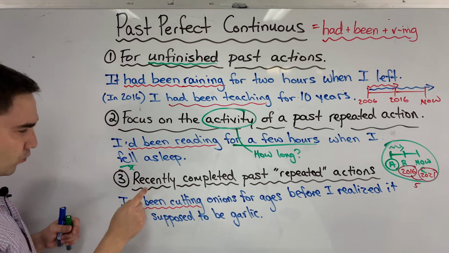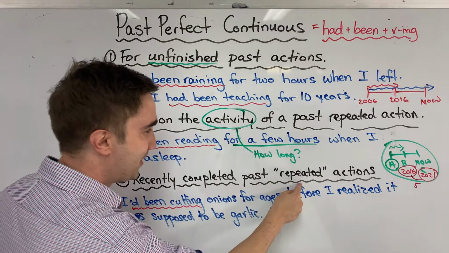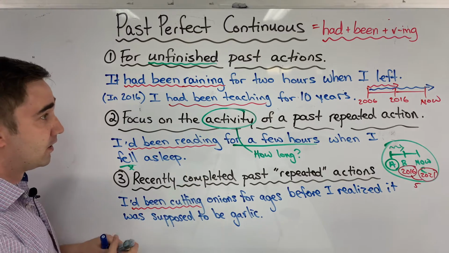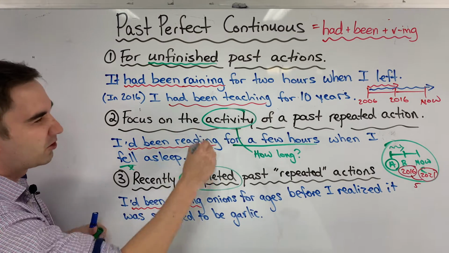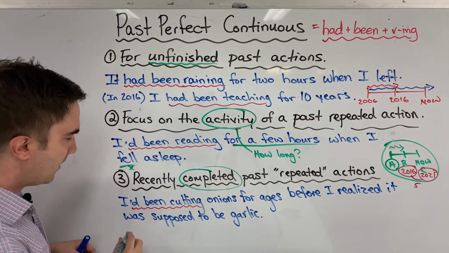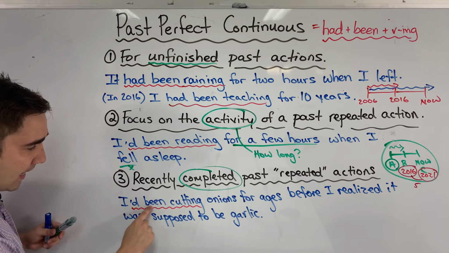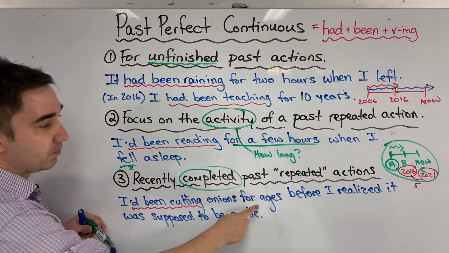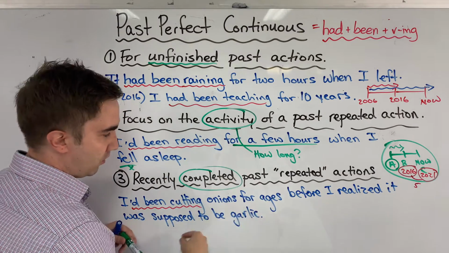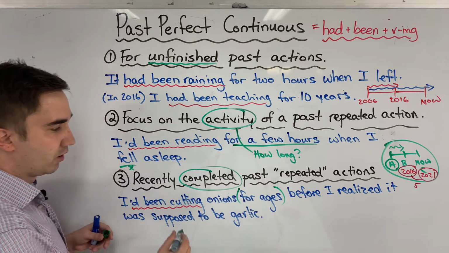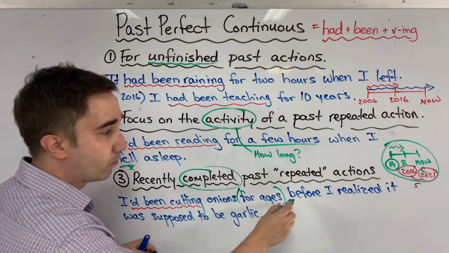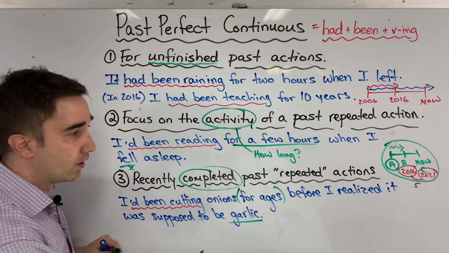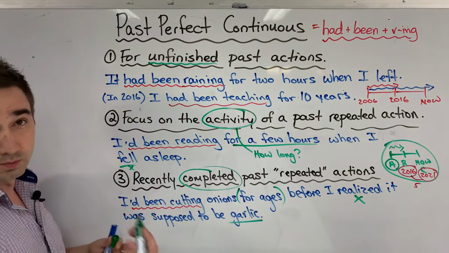The last reason is recently completed past repeated actions. Now, sounds very similar to this, but this action is completed, right? Similar to this, but here the focus is different. So I can say, I had been cutting onions for ages, okay, for a long time. I had been cutting onions before I realized it was supposed to be garlic, right?